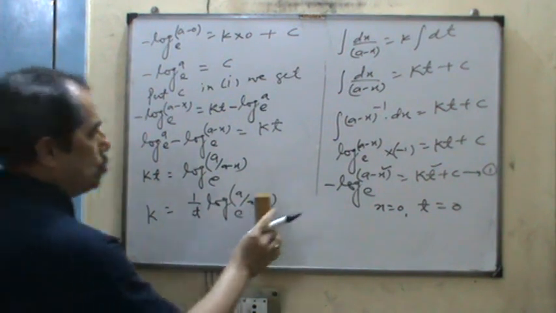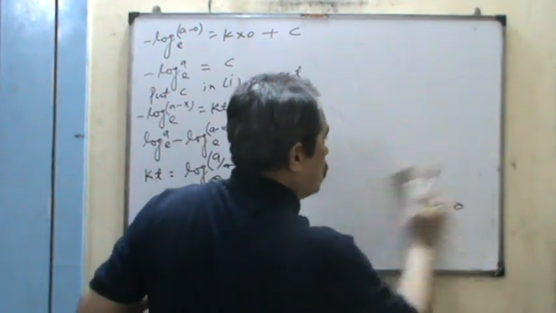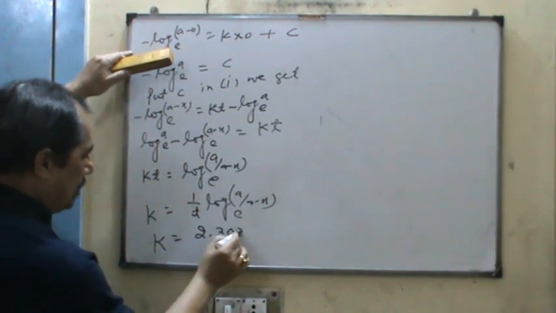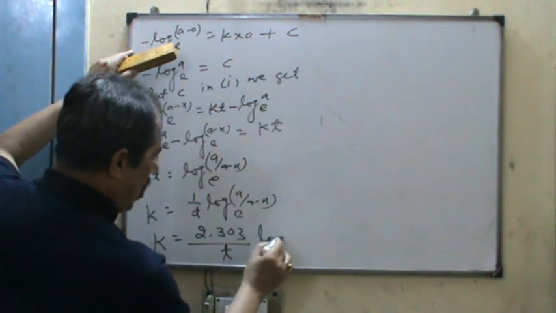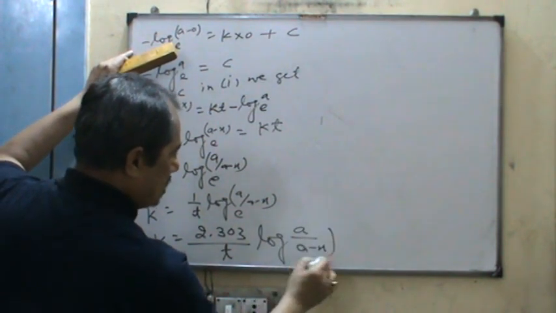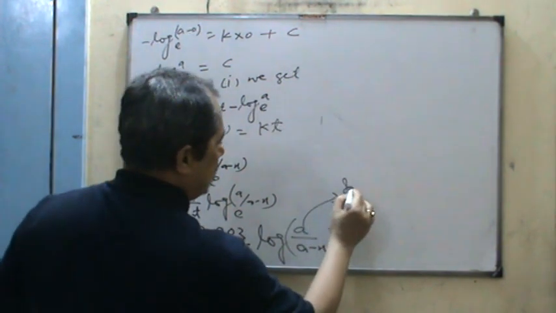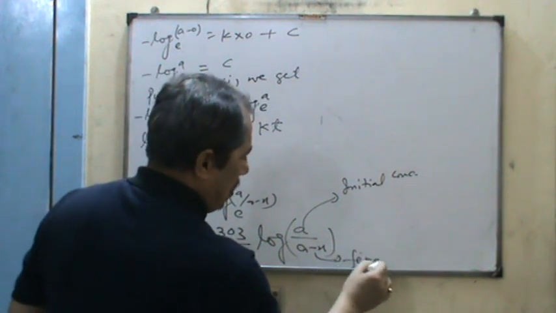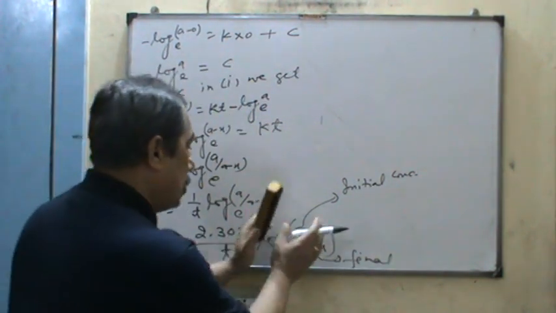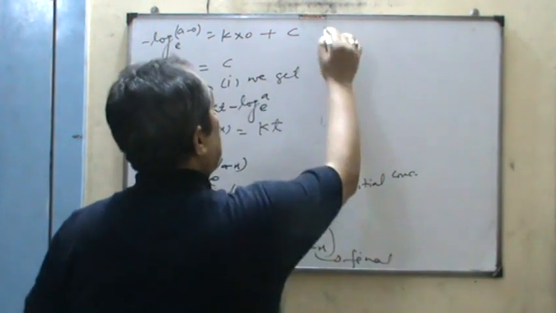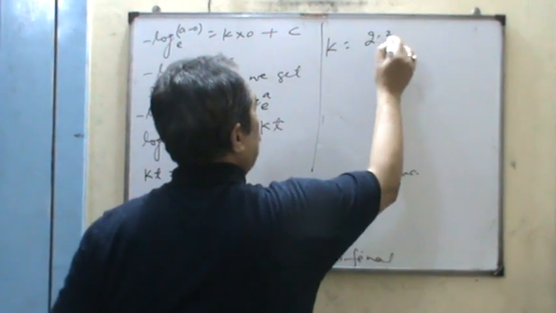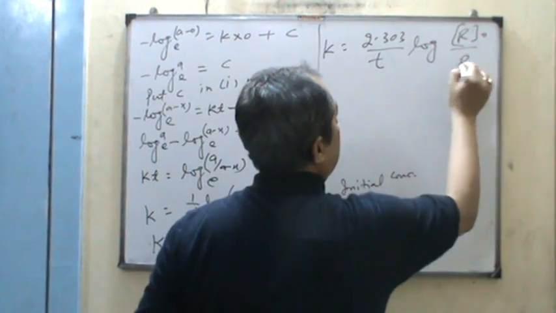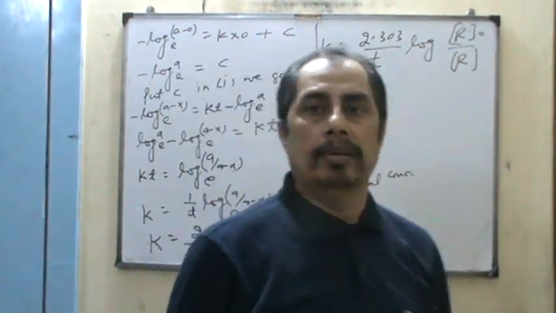Changing the base e to log base 10, you can take the value 2.303. So k is equal to 2.303 upon time t into log of a upon a minus x. What is a? A is the initial concentration, and x is what has reacted. Instead of this, you can apply k is equal to 2.303 upon t into log of R naught upon R.